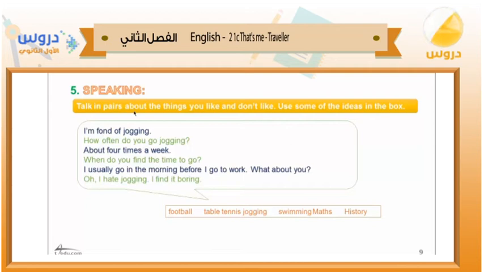Speaking. Talk in pairs about the things you like and don't like. Use some of these ideas in the box. You can use any one of these sentences. I am fond of jogging, or I am fond of football. How often do you go jogging? About 4 times a week. When do you find the time to go? I usually go in the morning before I go to work. What about you? Oh, I hate jogging. I find it boring. Try to use these words to complete some sentences.